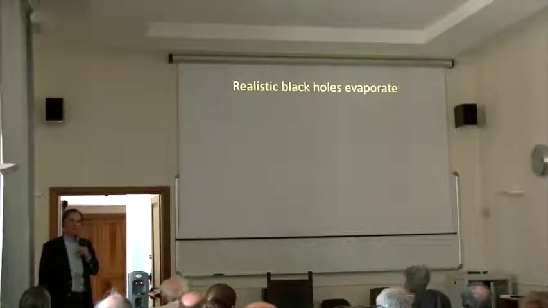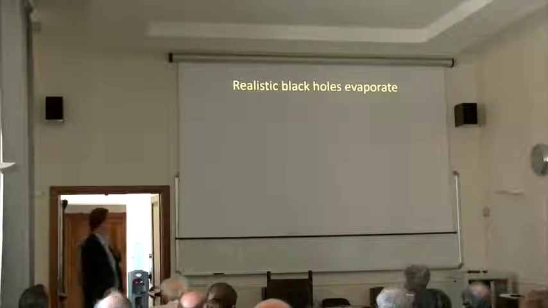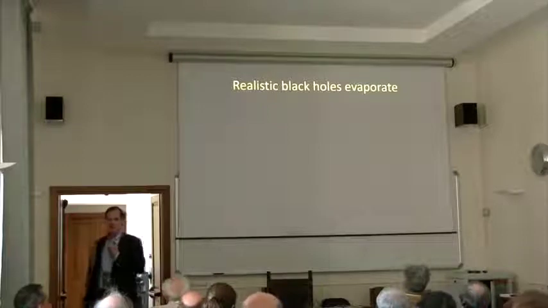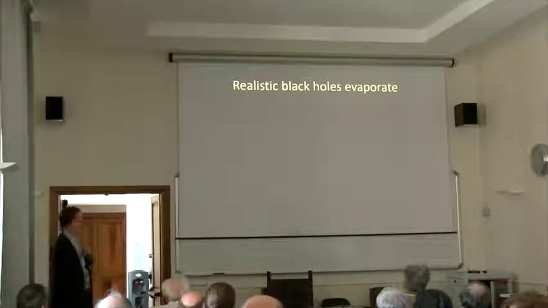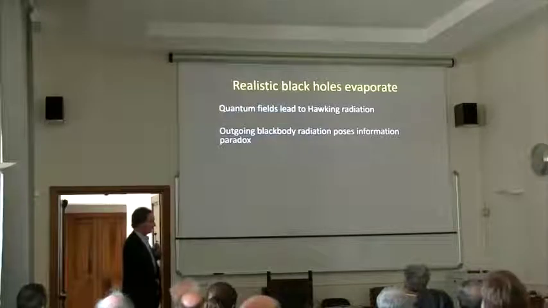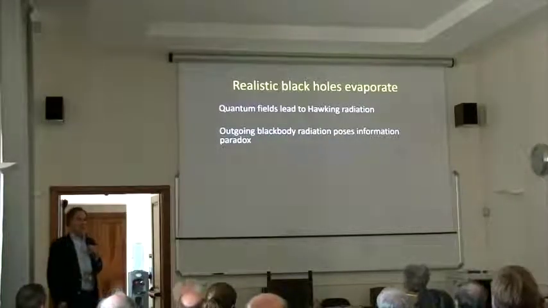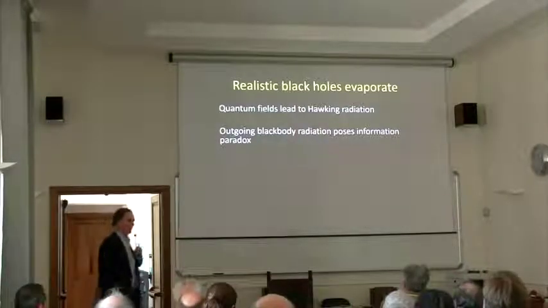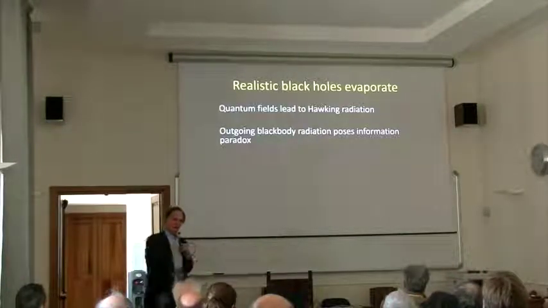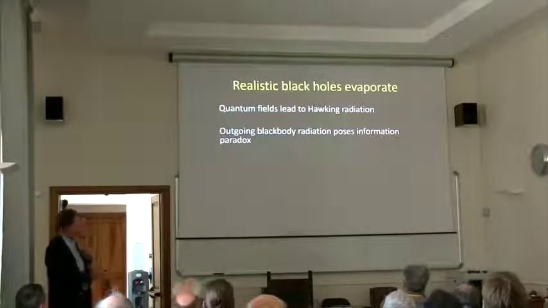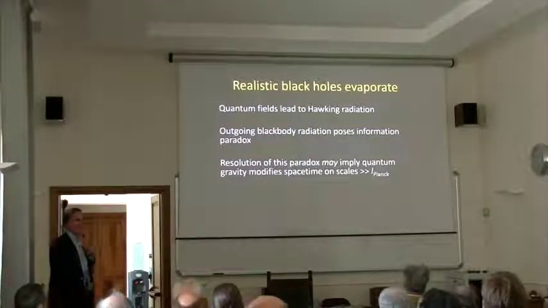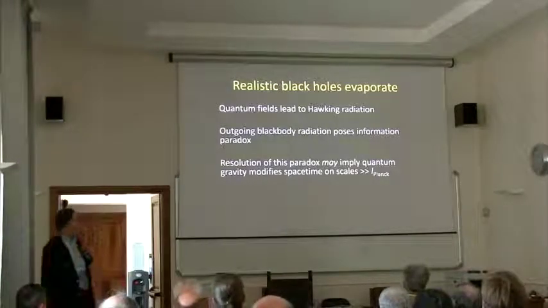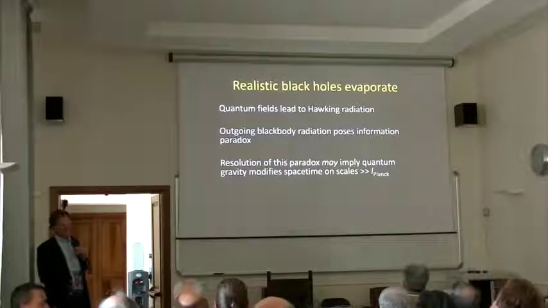And we also have very good physics reasons to think that the black hole structure should be modified. We've already had reference to Hawking radiation and black hole evaporation. I'm not going to talk about black hole explosions. So quantum fields lead to Hawking radiation. This causes an information paradox, that the entropy of the outgoing radiation, we seem to have lost some information. We have to worry about the unitarity of the quantum theory. And that has led to various schemes for resolving this paradox that may imply that quantum gravity modifies space-time on scales much larger than the Planck length.